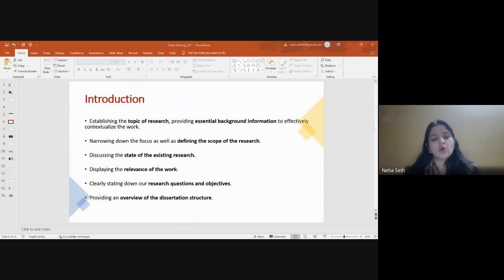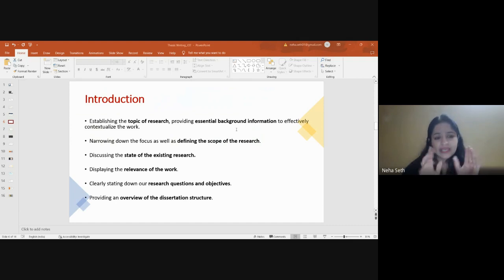Once we are done with these initial pages, the next thing is we need to start the chapters. And the very first chapter that is available in any thesis, once we open it, is our introduction chapter.